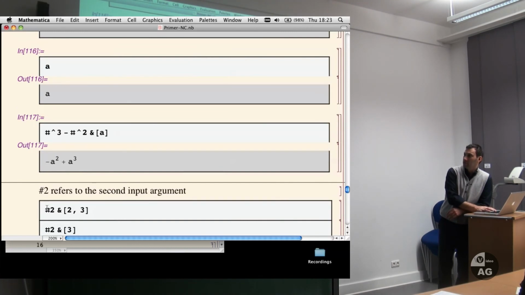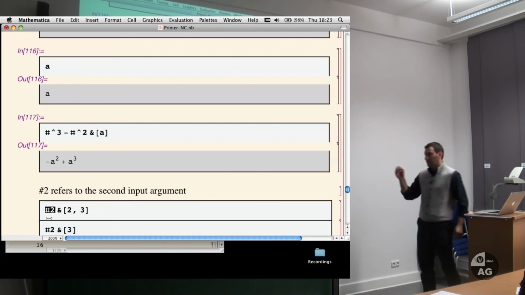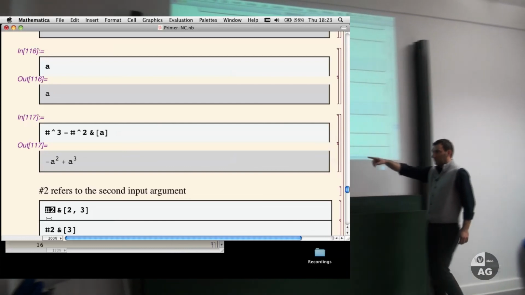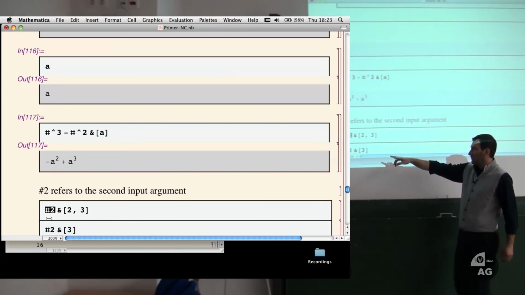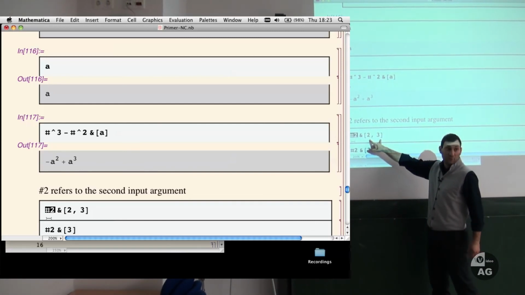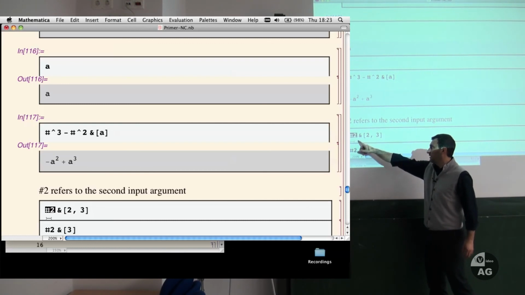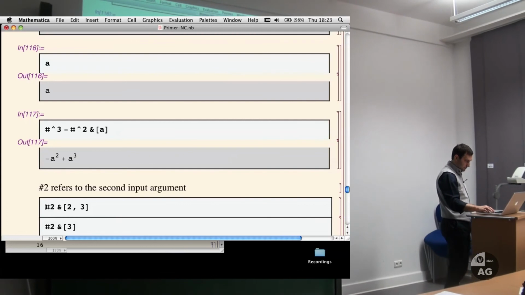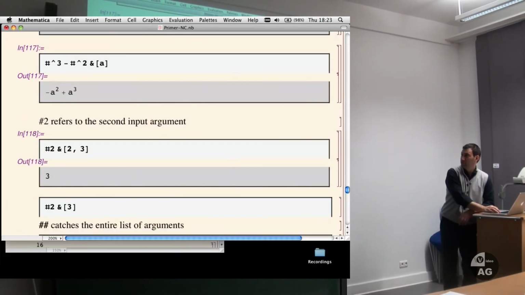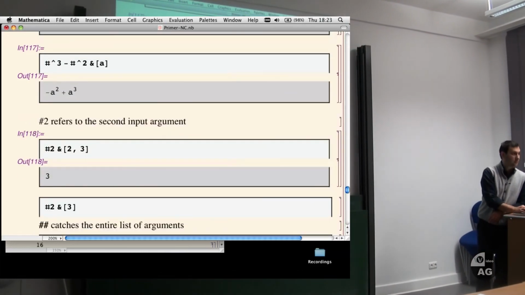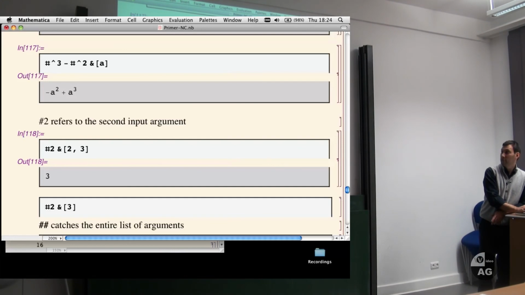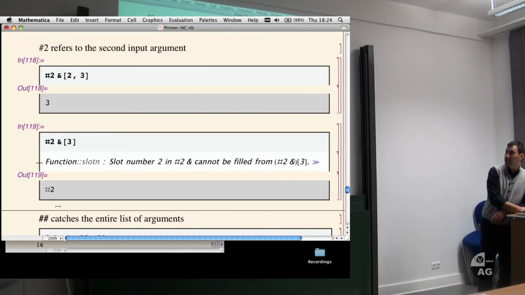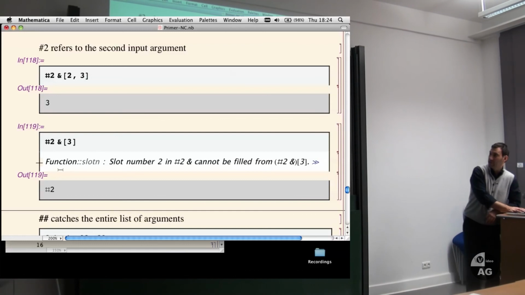Now I want to pass more arguments. Then I identify the argument by number. Hash 2 means the second one. Now I have to pass 2 of them, and this will be 3. Yes. This will be, yes, this is an error. This is really an error. It doesn't like it.